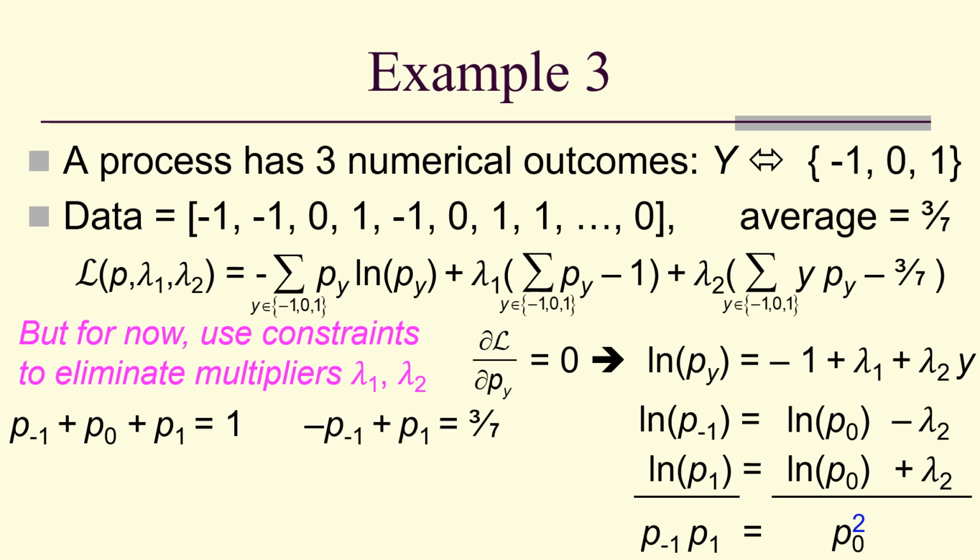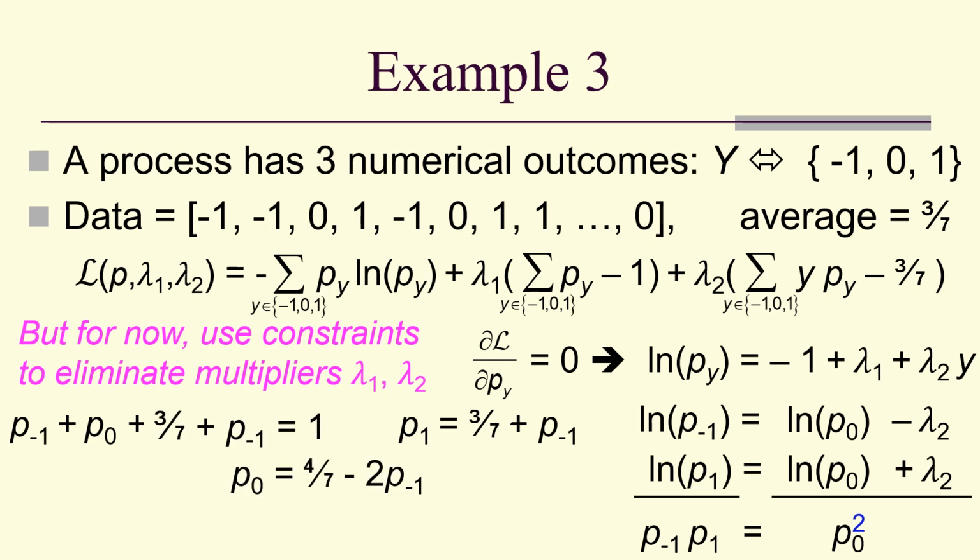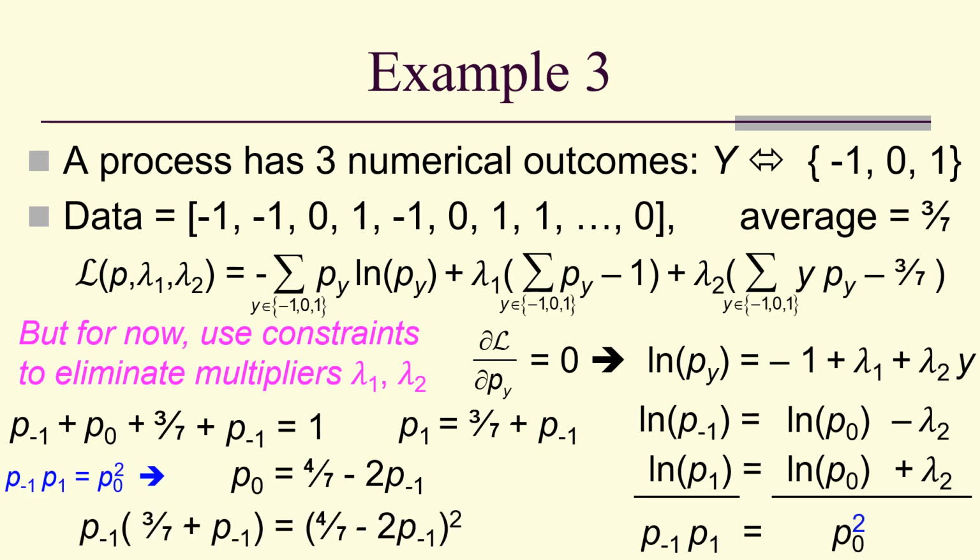The sum of the probabilities is 1, and our average is 3/7, so that's this constraint. So we solve for P1 in that constraint and substitute that into our sum and simplify, and we have P0 is 4/7 minus 2P -1. And remember, we've got P -1 P1 equals P naught squared. So we substitute that in. It's all in terms of P -1. Square it all out, and we end up with this.